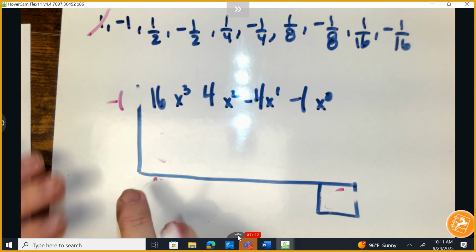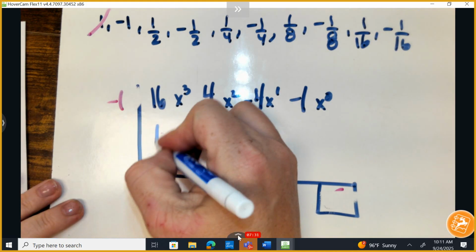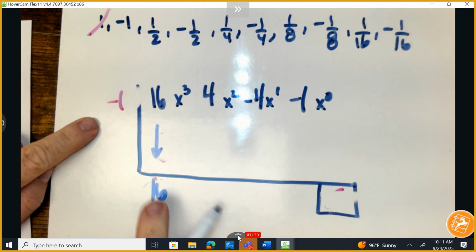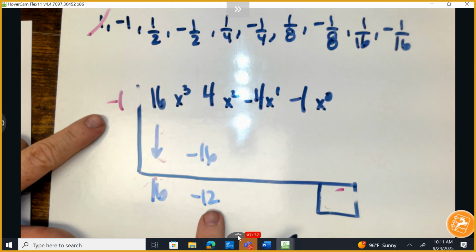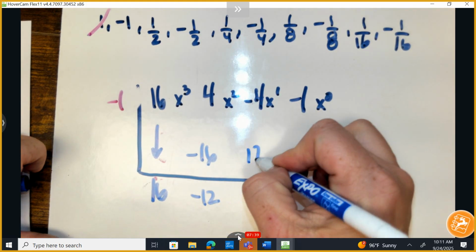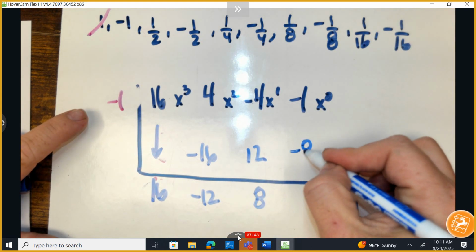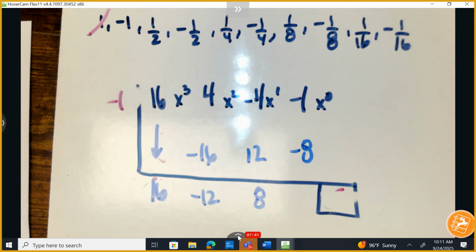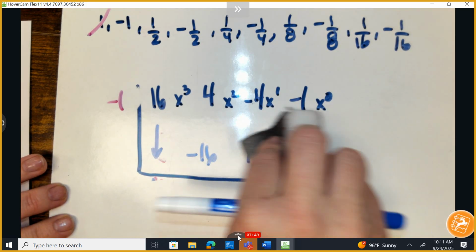Let's try negative 1. Okay, here we go. Dropping down. Multiply to get negative 16. Add down to get negative 12. Multiply to get 12. Add down to get 8. Multiply to get negative 8. This does not add up to 0. If it doesn't add up to 0, it's a bust. It does not work.